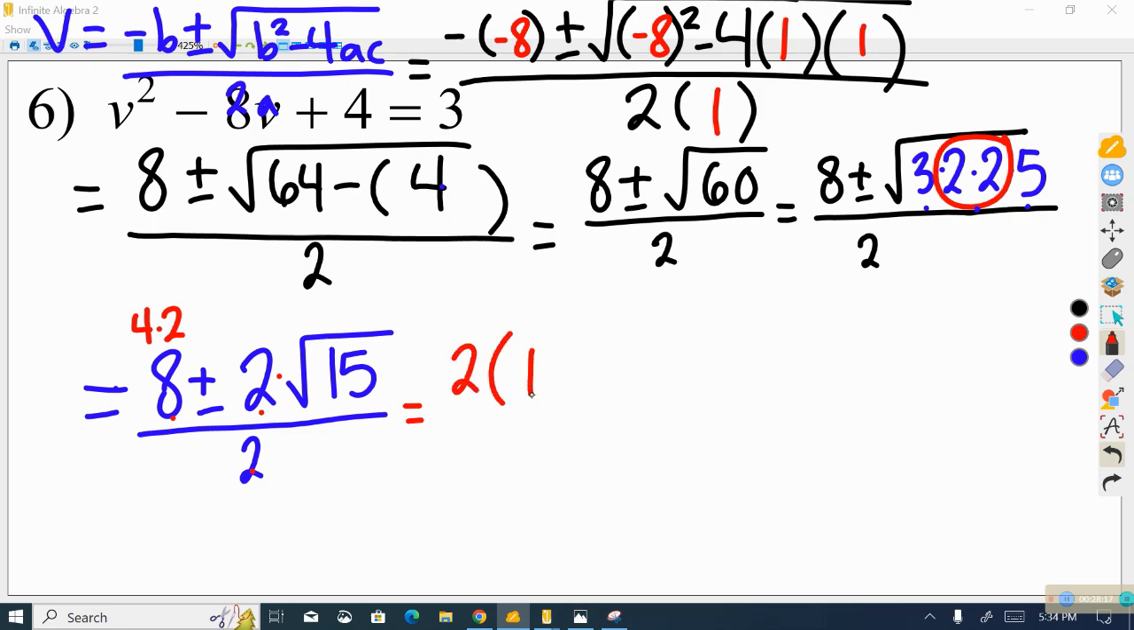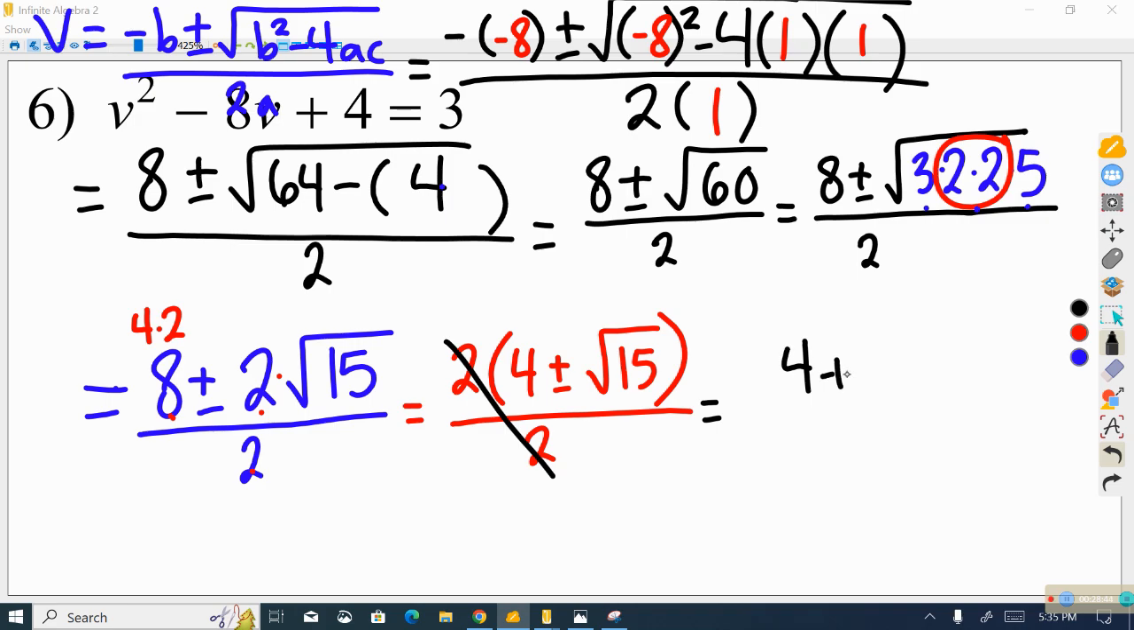And we could say, well, this is equal to 2 times 4, right? Because 2 times 4 will give me 8. And we could leave the square root of 15 in here. Okay, so that we would get that value right there. And now we're dividing the whole thing by 2. So now we could cancel out the 2's and realize that all we have now is 4 plus or minus the square root of 15. So we would get 2 values, right? We would get 4 plus square root of 15, or we would have 4 minus the square root of 15. All right? That's one way that you could do this.